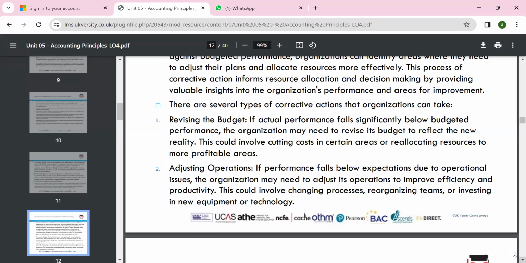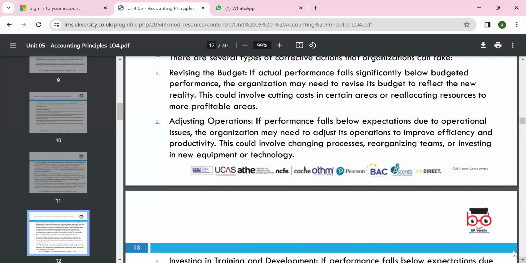The organization may need to adjust the operation, like downsizing the people. It means rightsizing as well in the organization to adjust the budget. This could involve changing processes, reorganizing the team, and investing in new equipment. Any questions, please? If you have, please, you can ask.